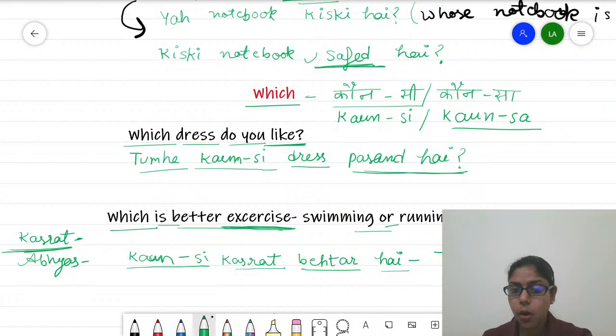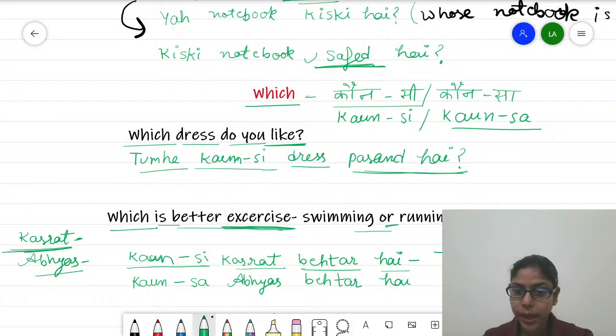तैराकी. Or means या. In Hindi we call or as या. तैराकी या दौड़. कौन सी कसरत बेहतर है? तैराकी या दौड़? Again, let's use अभ्यास. कौन सा अभ्यास बेहतर है?